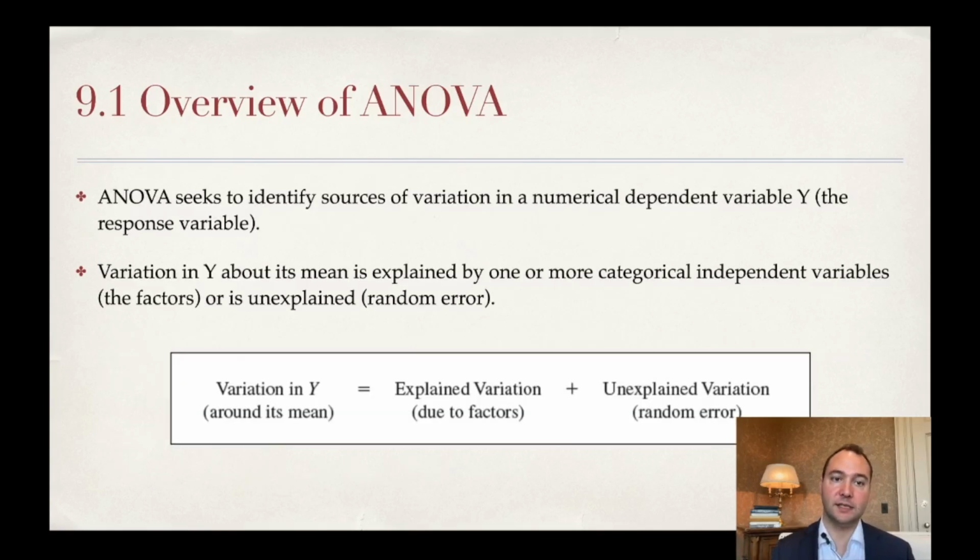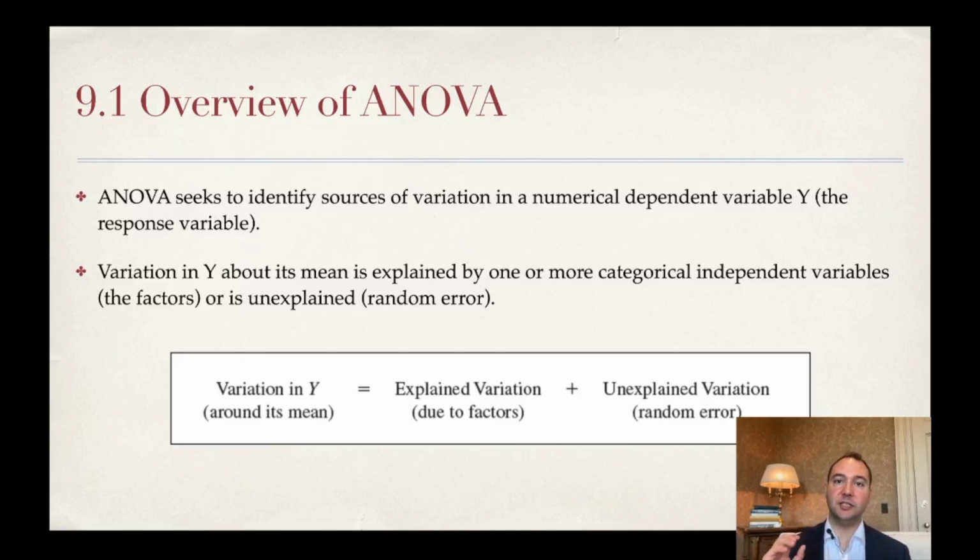So ANOVA seeks to identify sources of variation in a numerical dependent variable y. Y is sometimes called the response variable or the dependent variable, or it's just labeled as y. Variation in y about its mean is explained by one or more categorical independent variables, factors, or is unexplained. In other words, it's not related to the factors.